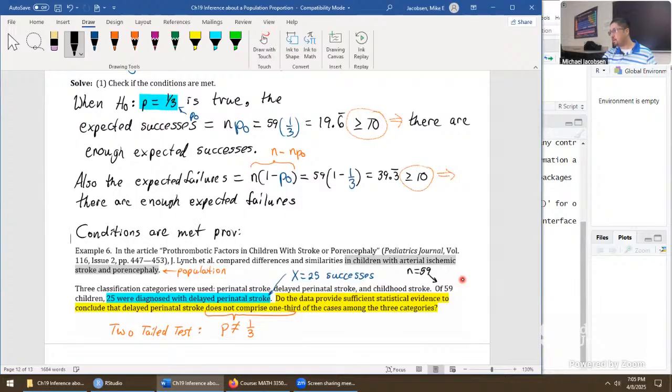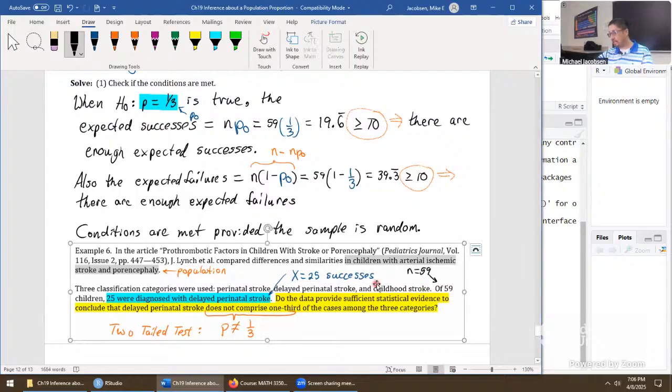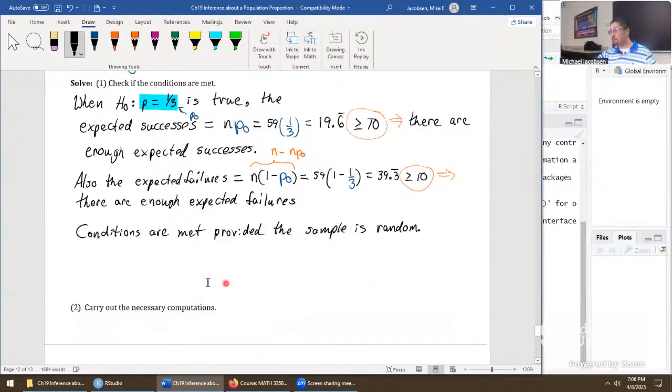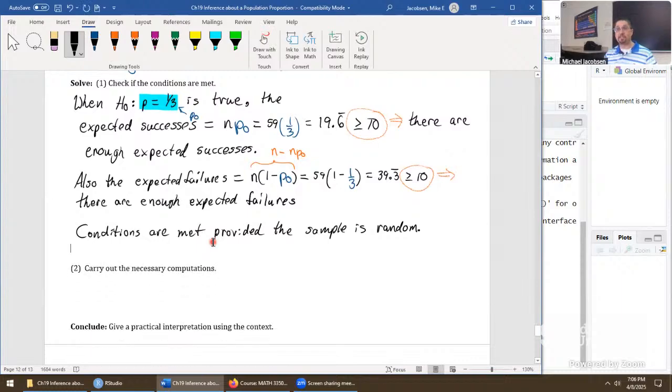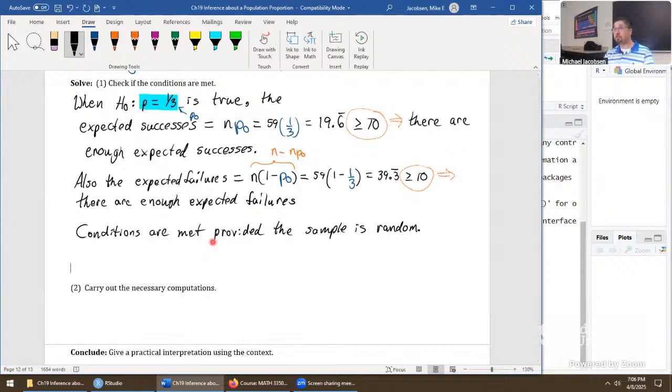provided the sample is random. Just a brief way to say the sample was randomly selected and used in the study. Well, condition checking is done. Now we go to the maybe slightly more fun phase of doing the computations. Any last questions, folks, about running through conditions on this one?